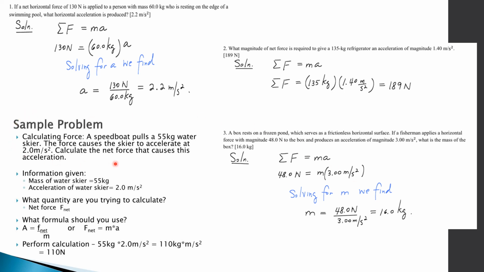Last, calculating force, a speedboat pulls a 55 kilogram water skier. The force causes the skier to accelerate at 2 meters per second squared. Calculate the net force that causes this acceleration. So we have information given here. The mass is 55 kilograms, and then the acceleration is 2. So to get the net force, what quantity are you trying to calculate? To get the net force, that will be mass times acceleration. So we multiply 55 times 2 to get 110 newtons, and that is the answer.